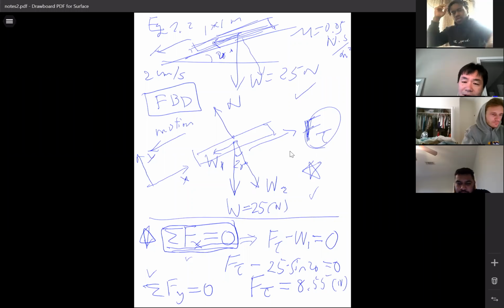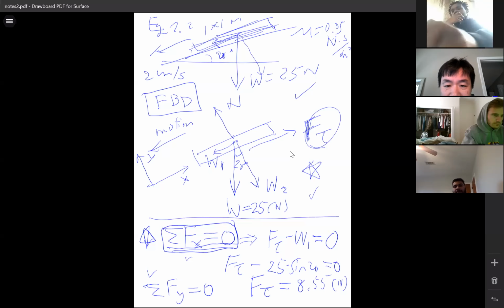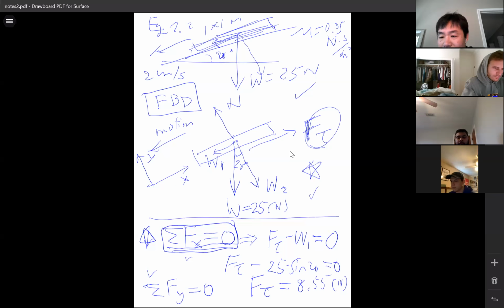Now, here we have nothing to do with the 2 centimeter per second speed yet. This shear force ensures that we will have a constant speed to slide down, which is one of the sticking points for this problem. If you're an engineer, you want to make sure it slides down with constant speed. Okay, so that's good.